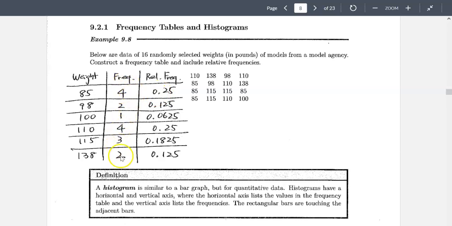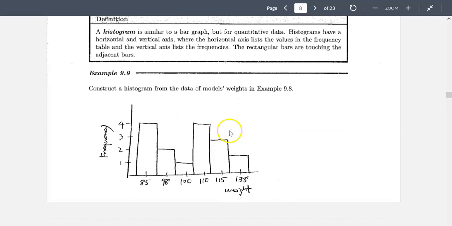You add all the frequency up, you get 16. So to get this one, you get 4 divided by 16, 2 divided by 16, 1 divided by 16, 4 divided by 16, 3 divided by 16, and 2 divided by 16. So, same as before.